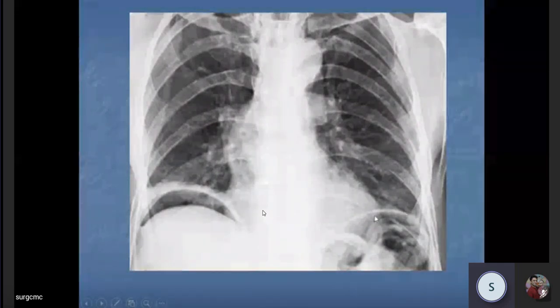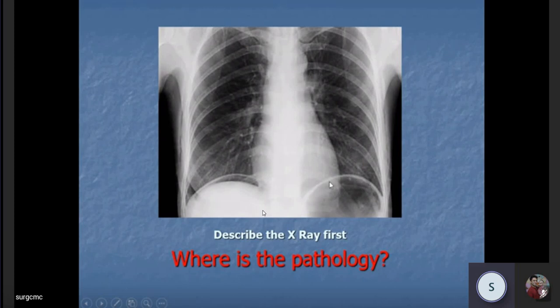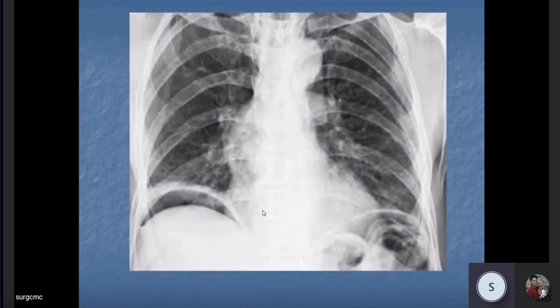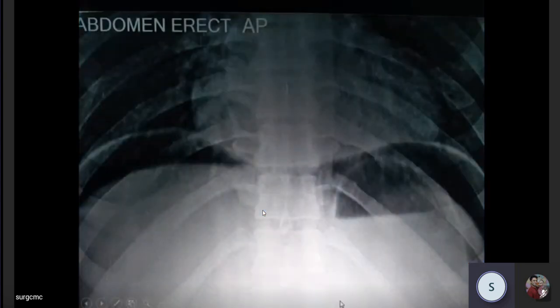There is free gas in this zone as well. So what you have just asked, so there may be free gas over this region also. This is the margin of the stomach. Okay, so there is free gas under the left hemidiaphragm as well. So with more amount of gas, there can be free gas under the left hemidiaphragm as well. You can see it much better here.